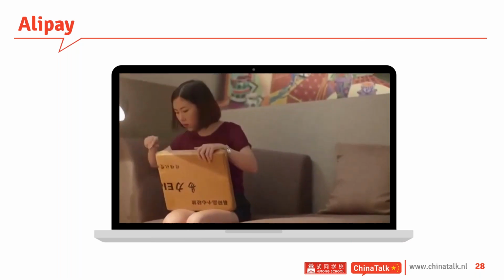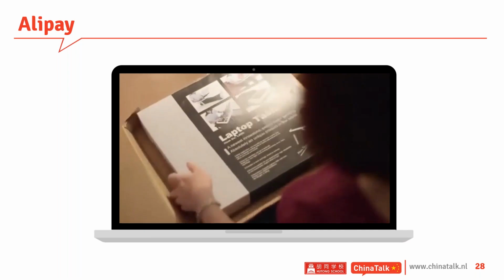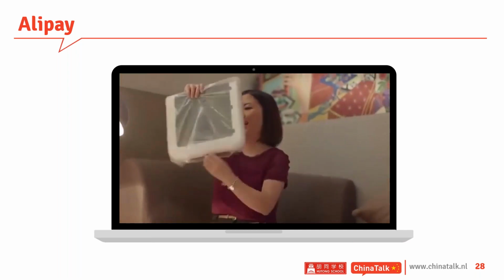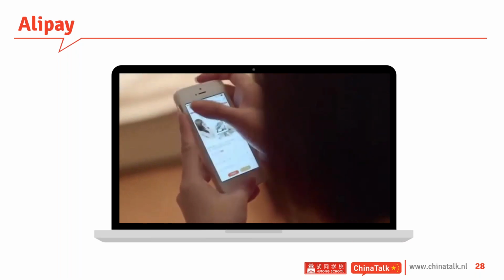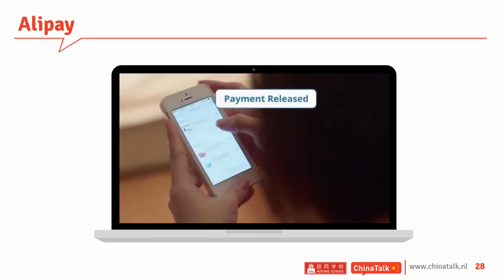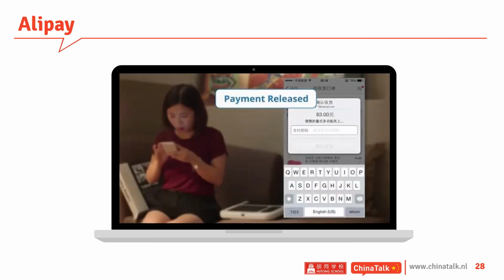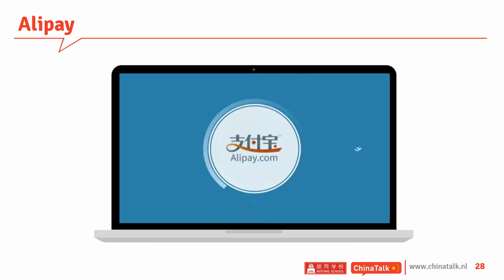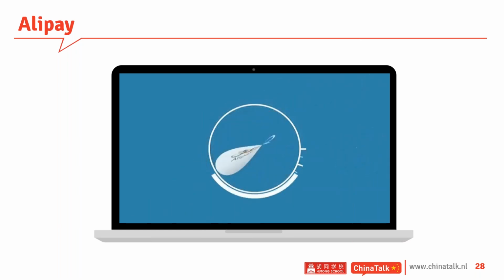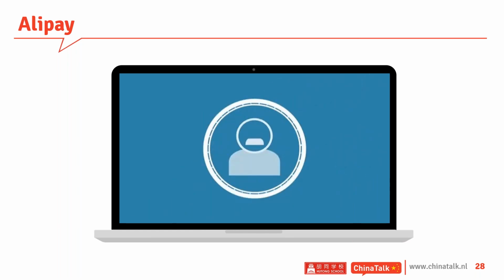When my lab desk arrives, I'll need to check this product. It looks great to me. Now I'll just need to log on to my Alipay account to inform the system that I'm happy with my purchase so that they can release the money to the seller. Alipay also releases the funds if the buyer fails to object within a specified time period. Sellers are willing to do business because they're confident they will receive their payment.